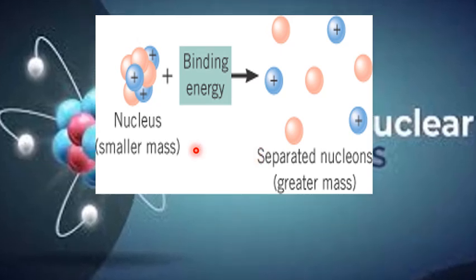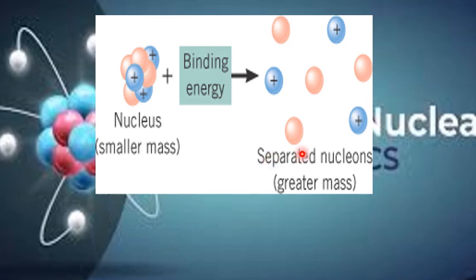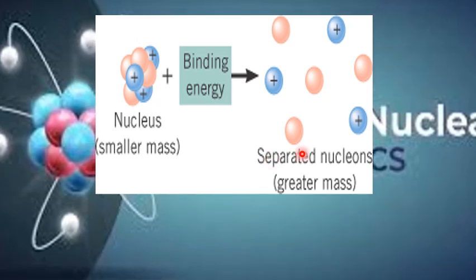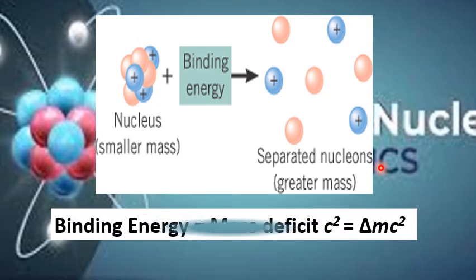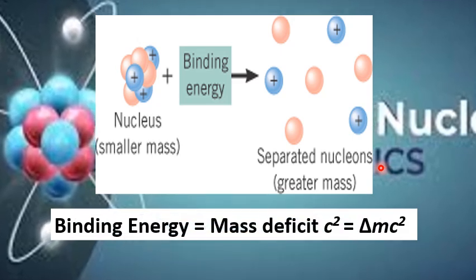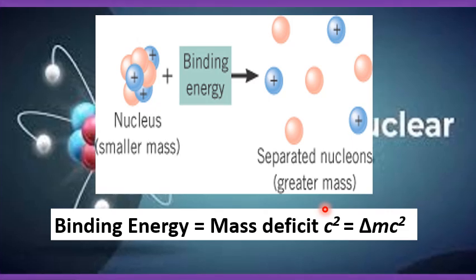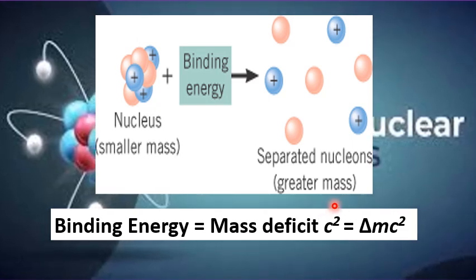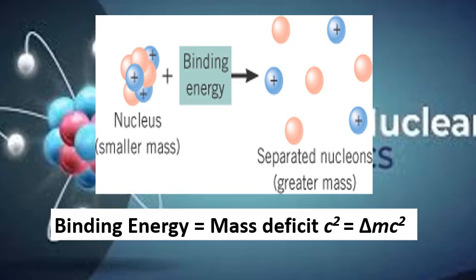It is the energy that holds and keeps the nucleons intact in the nucleus, and it is determined mathematically using Einstein's equation, the mass energy equivalence, E equals mc squared.